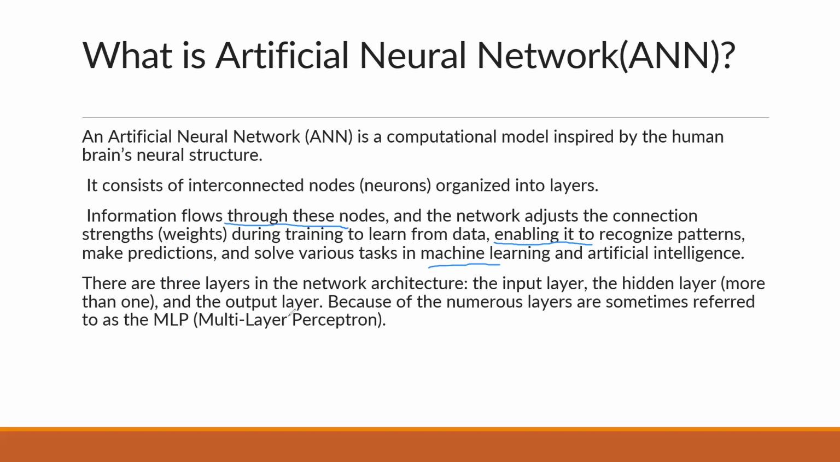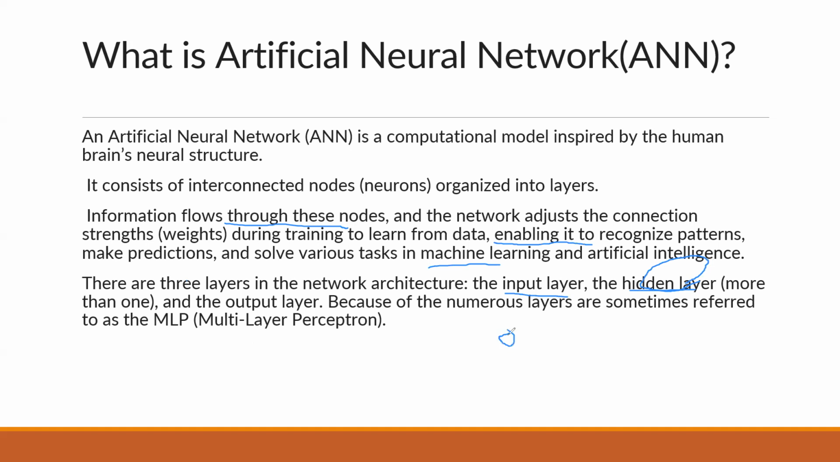Now, what are the three layers? As I told you in the previous slide, neural networks are organized in the form of layers. There are basically three layers. First is the input layer. Next is the hidden layer, which can be one or more than one, and then the output layer. The networks are sometimes called multi-layer perceptrons because if we have more than one layer, then it is a multi-layer perceptron. That is why it is known as multi-layer.